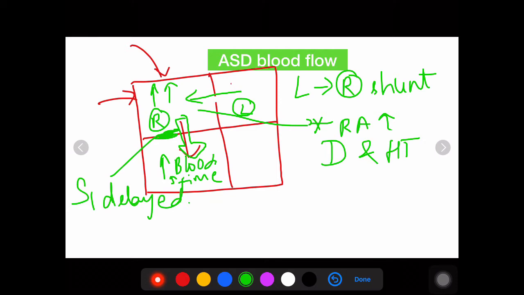We'll see all these findings separately as well at the end of the video, but for now just concentrate on all the concepts, okay? S1 is delayed, which is the closure of the AV valves, the right side. But because less amount of blood is going here, the left-side S1 is feeble, so we won't be able to hear it at all. So the only prominent one is S1, and that is delayed because of the tricuspid component, because it's the right side, okay? After that, there's increased blood flow. It has to go here.